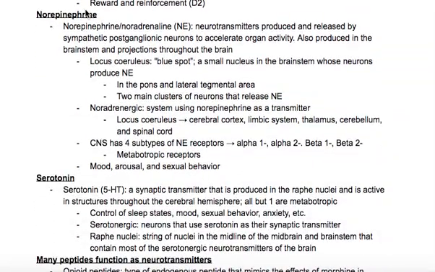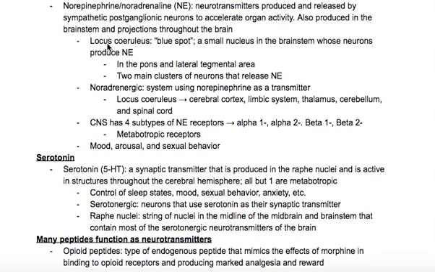The next section is norepinephrine. Norepinephrine, or noradrenaline, is one of those monoamine neurotransmitters. They're produced and released by sympathetic postganglionic neurons to accelerate organ activity, and they're also produced in the brainstem and project throughout the brain.